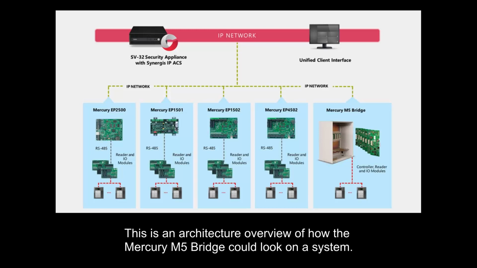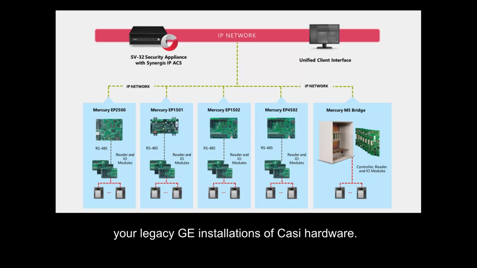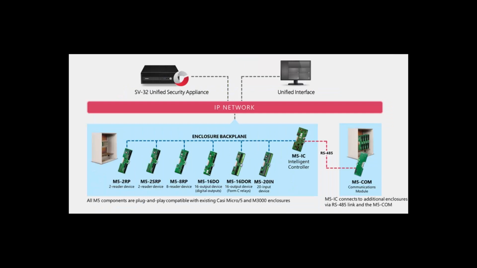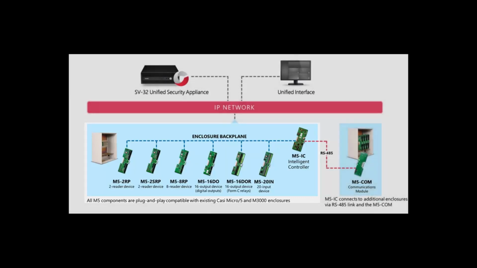This is an architecture overview of how the Mercury M5 bridge could look on a system. The M5 bridge is a complete line of controller, reader interface, and I/O modules designed to help you migrate away from your legacy GE installations of CASI hardware. All M5 components are plug-and-play, compatible with existing CASI Micro 5 and M3000 enclosures.